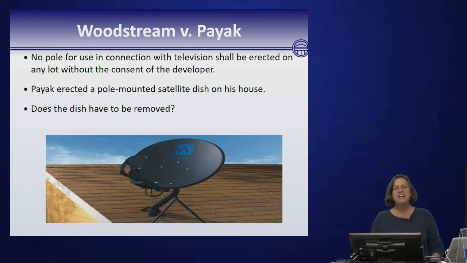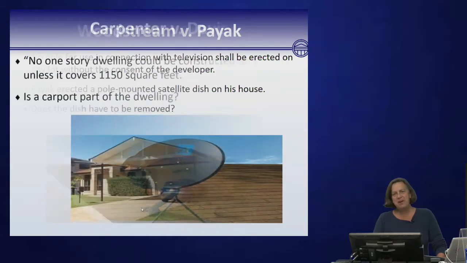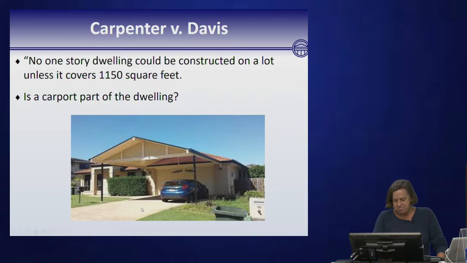All right, so he cannot have a pole-mounted dish, but could Pyack mount his dish on the roof of his house? And the answer is yes. You can mount a dish any other way, it's just it cannot be mounted on a pole. All right, so the primary purpose is for the court to enforce the intention of the parties.